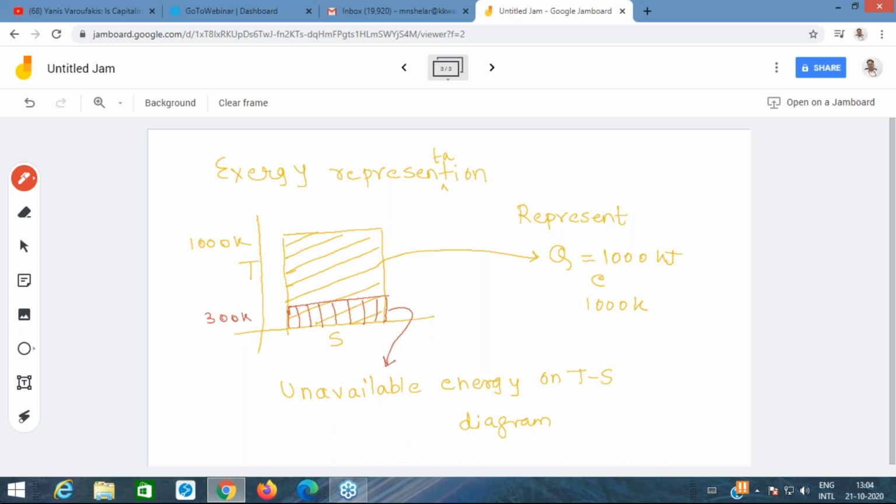What is the unavailable energy? You tell me the answer. No, that is not the unavailable energy. What is the unavailable energy? Gargi, your answer is wrong. What is the unavailable energy? You tell me the answer. Yeah, Kunal is right.